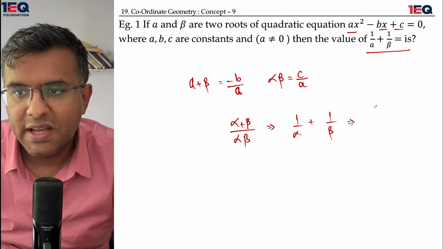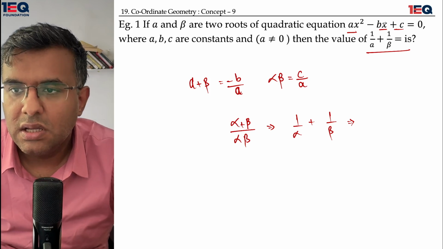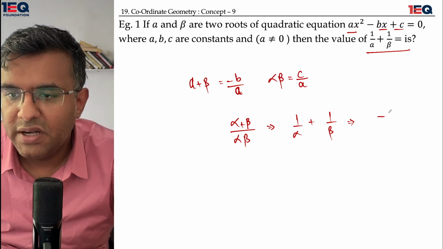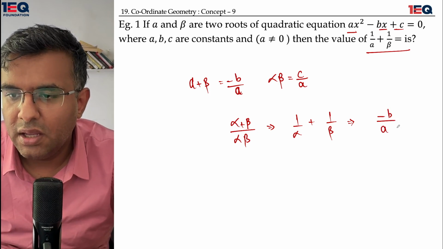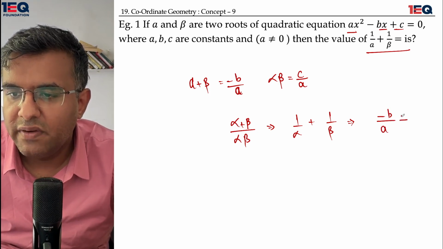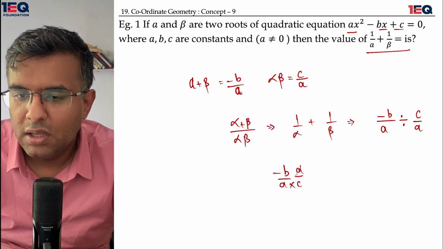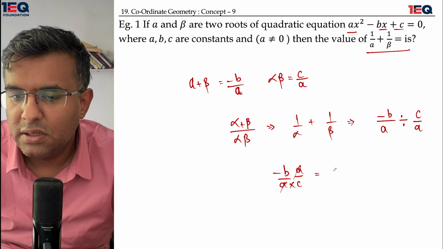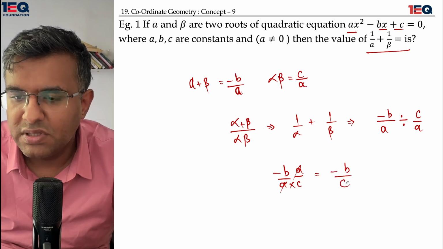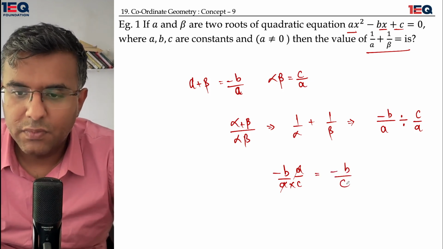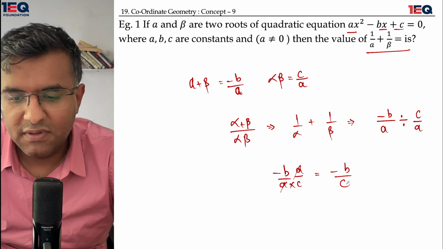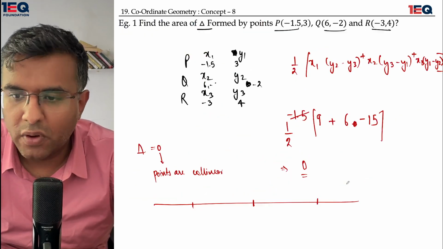So what I simply have to do is I have to simply divide minus b by a by c by a. So minus b by a into c upon a, the a and a would get cancelled, and minus b upon c is my answer. Okay, so this is where we end the situation of coordinate geometry.